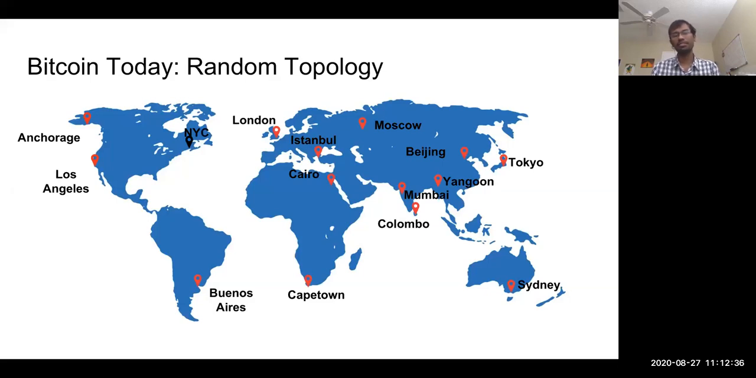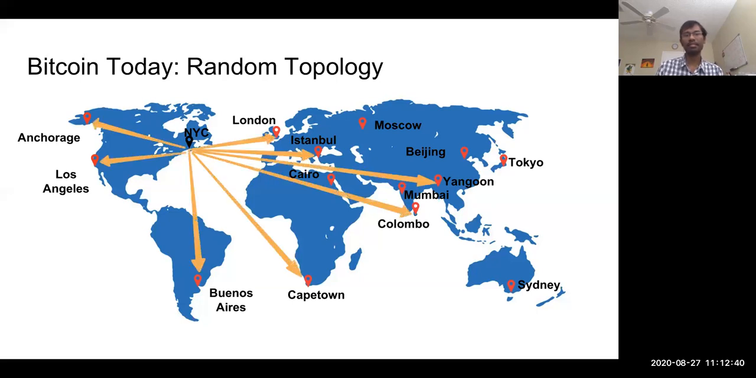Today, Bitcoin follows a random topology. That is, a node in Bitcoin connects to 8 random neighbors from among the set of IP addresses that it knows. And a node also accepts a maximum of 125 incoming connection requests.